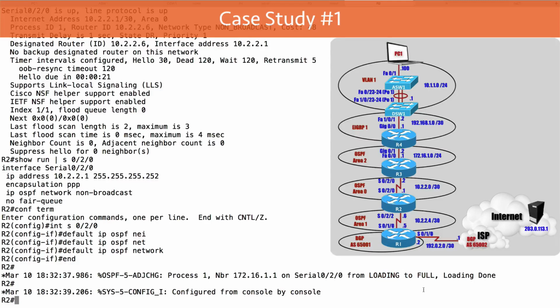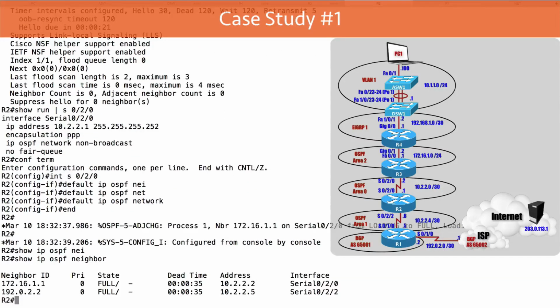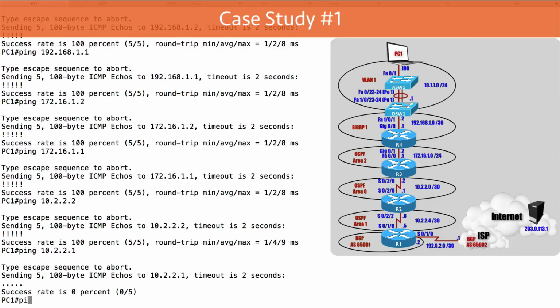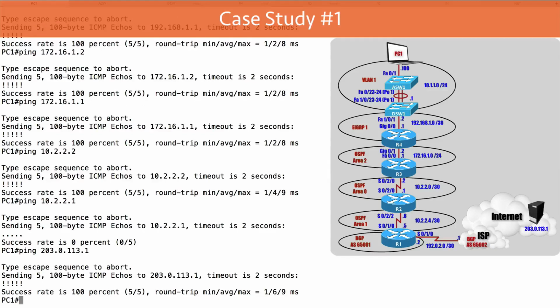Let's confirm that. If I do a show ip ospf neighbor command, I am now a neighbor with R1, and I am a neighbor with R3. That's different than before. Excellent. Let's go back to PC1 now and see if we have reachability to this host on the internet. Let's once again issue the ping to 203.0.113.1. Beautiful. This time it is successful. We have resolved our issue.